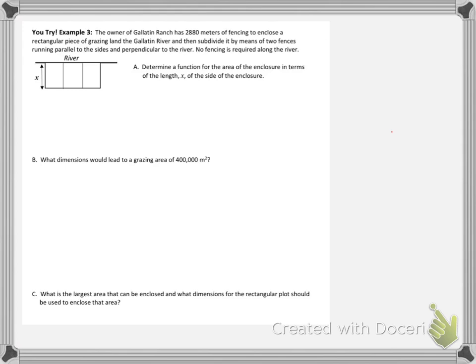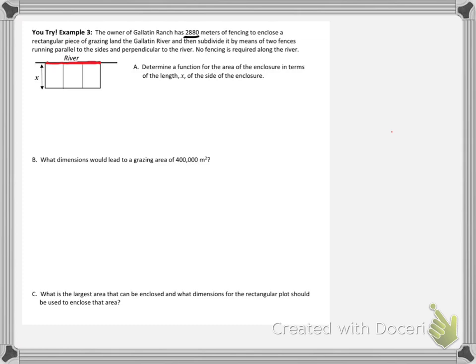Okay, so we have 2,880 meters of fencing to enclose a rectangular piece of grazing land, and then we want to subdivide it into 3 sections, and we don't need any fencing along the river. So I'm just going to use a red line to show that I'm not building a fence there. And then let's label all our other lengths.